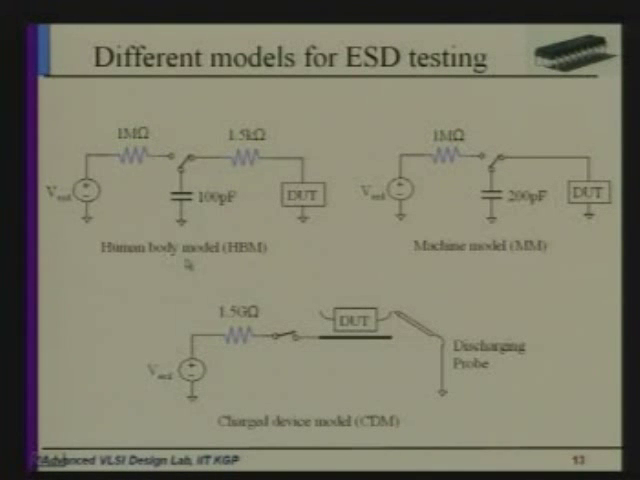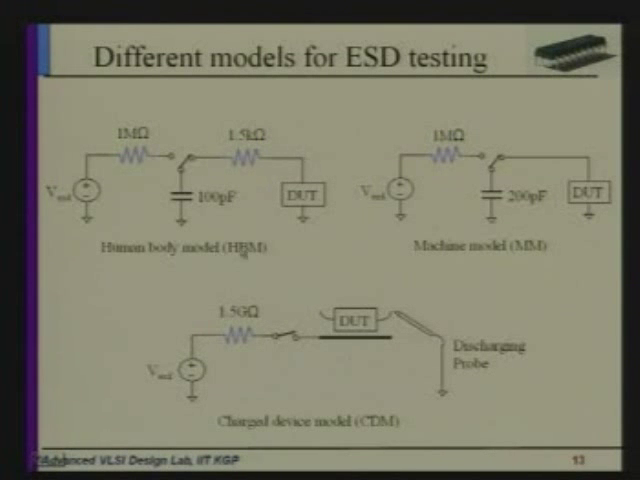How to test for the human body model? First, we touch this capacitor, which is connected here. We touch the capacitor, and this capacitor will be charged. Then we connect it through a 1.5 kilo ohm resistance. This is the body resistance, right? Then that charge is discharged to the device under test. Okay, so this way people are testing ESD.